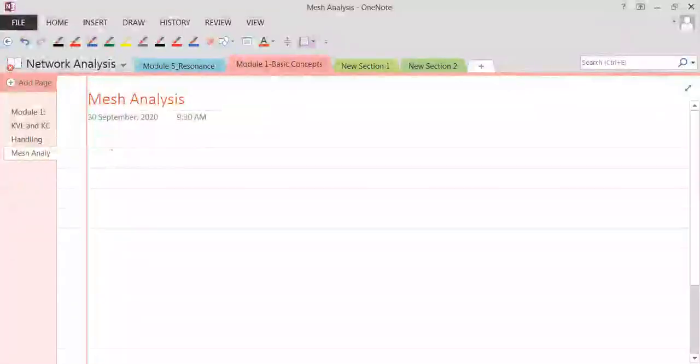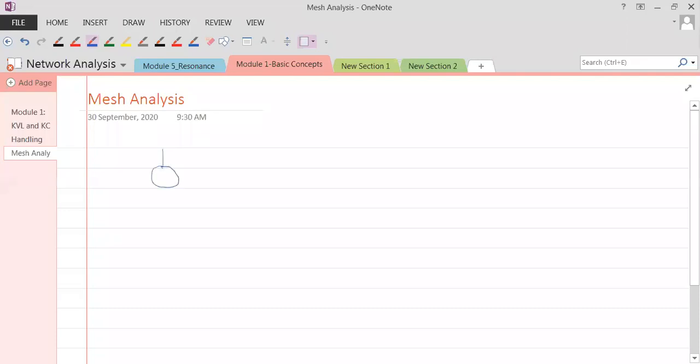Consider this. I'm giving you the prerequisites before we go into actual mesh analysis. Fine. Let's again consider this particular circuit diagram. Everybody copy down this.